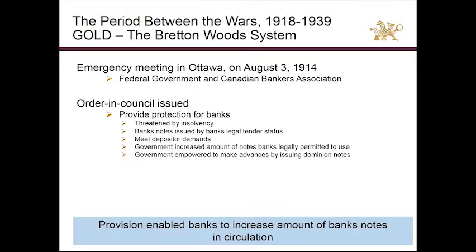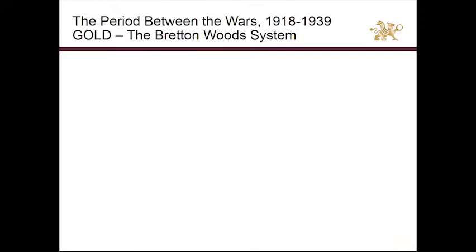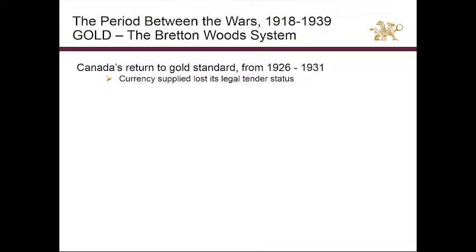A second order in council issued on August 10th suspended the redemption of Dominion notes into gold. With Canada's return to the gold standard from 1926 to 1931, currency supplied by the chartered banks lost its legal tender status, although the government, in the event of an emergency, could restore this status under the Finance Act.